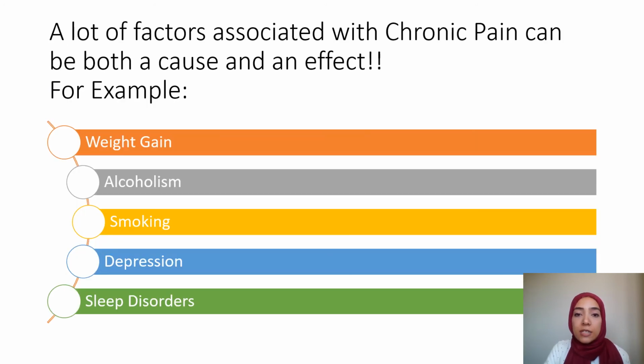A lot of factors associated with chronic pain can be both a cause and an effect. We already mentioned how some factors can lead to chronic pain. Many of these factors can also be caused by chronic pain. People in constant pain can have difficulty staying active and exercising, causing them to gain weight. They might indulge in overeating or drinking or smoking as a form of release from their pain. Their pain might cause them to become stressed and depressed and might affect their sleep. So unfortunately, it can easily turn into a vicious cycle that's hard to break.